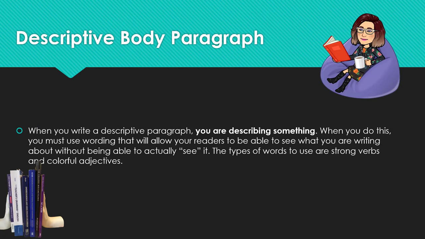So let's first cover a descriptive body paragraph. When you write a descriptive paragraph, you are describing something. When you do this, you must use wording that will allow your readers to be able to see what you are writing about without being able to actually see it. The types of words you use are strong verbs and colorful adjectives.